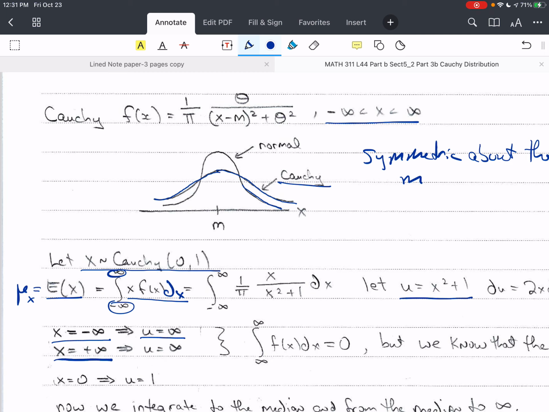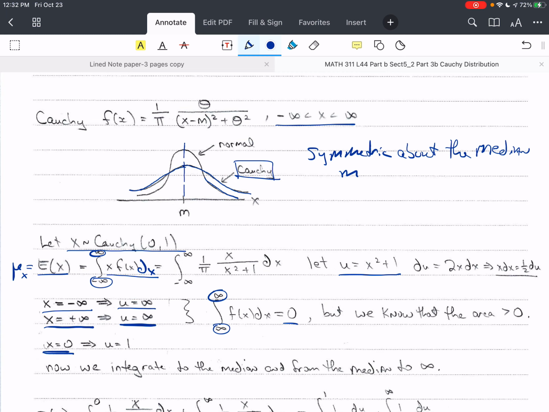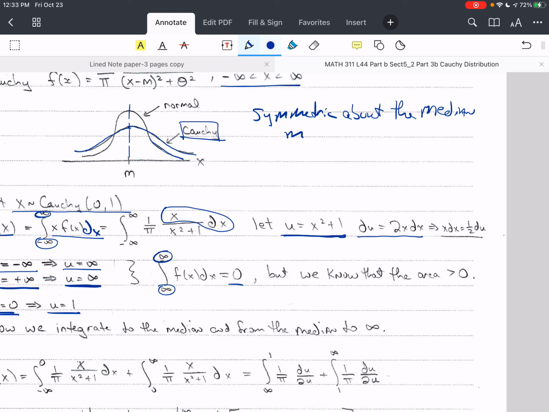Since it's symmetric about the median, not the mean, and in this case M is 0 for the standard Cauchy, we're going to integrate from negative infinity up to the median, and then from the median up to infinity. We break it up into two parts, and that's perfectly acceptable to do. So let's look at the value of u when x is 0. When x is 0, u becomes 1. Now the du is 2x dx, and solving for x times dx, since that's what we have here, that's 1 half du.